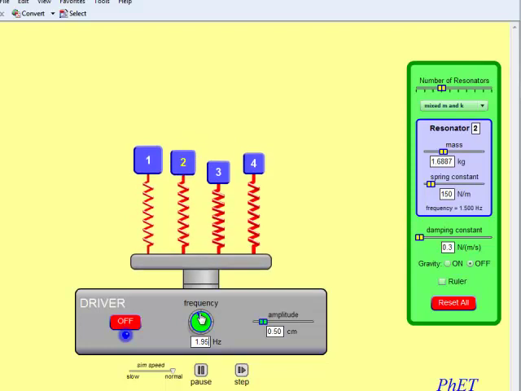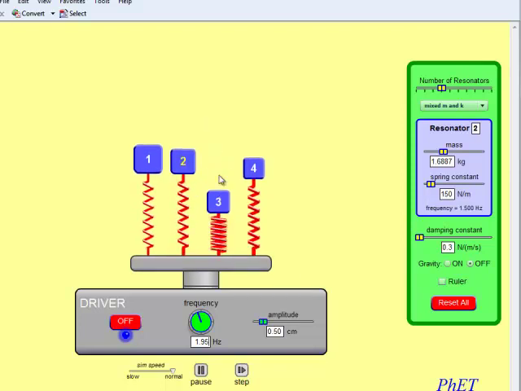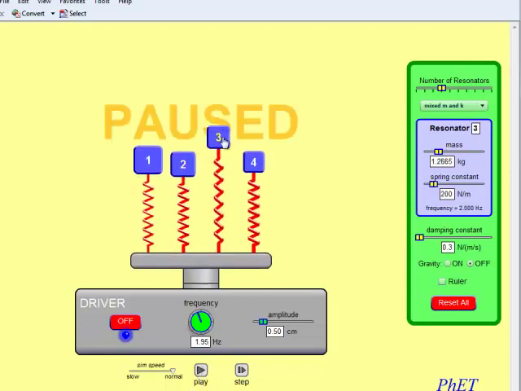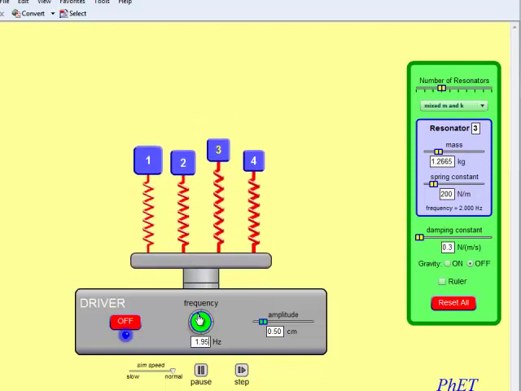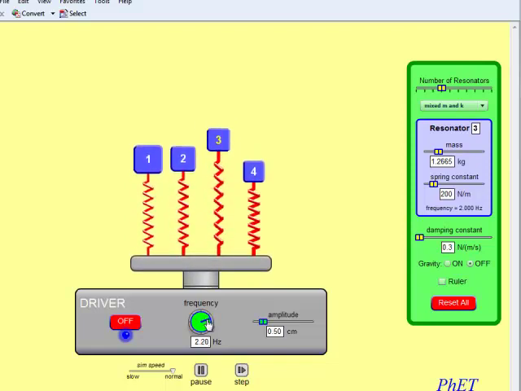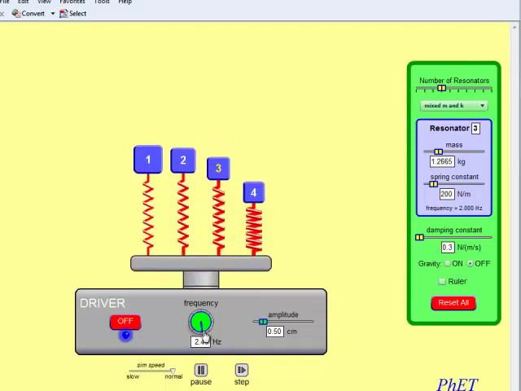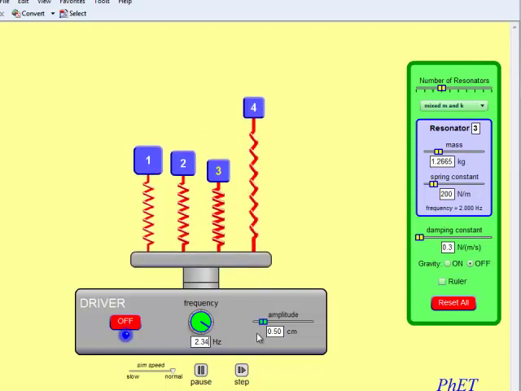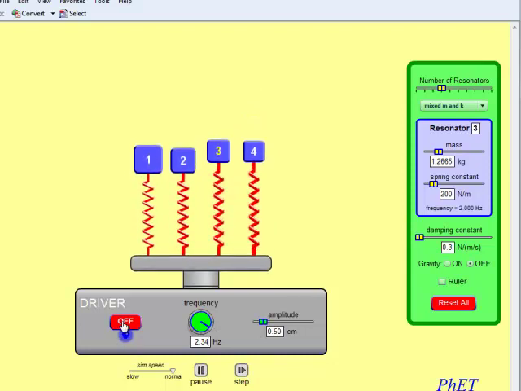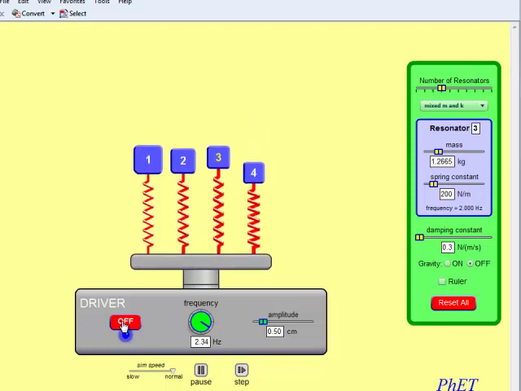So if I turn this one here up for the driver frequency, then we can see that number 3 is taking over. If I'm able to click on this one here, we can see its specifications, and the resonant frequency should be at 2.0 hertz, and then if we go beyond that, eventually it's going to calm down and number 4 will take over. Okay, it's pretty wild here. That was it on the lectures for sound and waves.